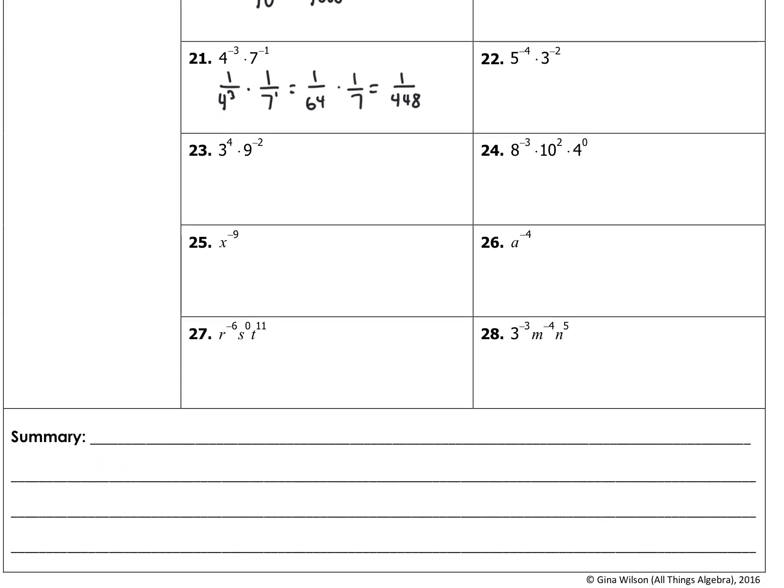Like I said before, it works the same way with variables. So even though this is x to the negative 9th, this becomes 1 over x to the 9th, and that's all you'd be able to do with it.